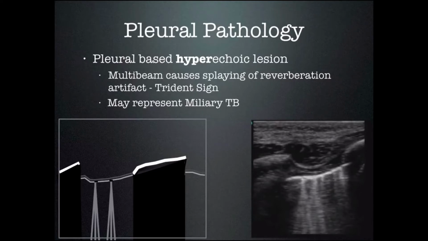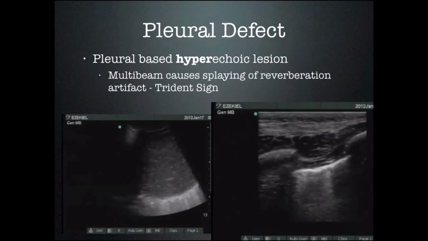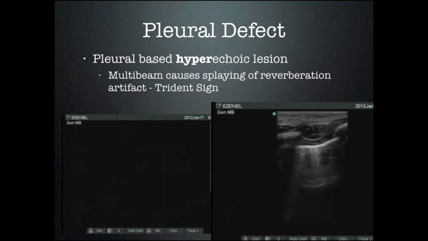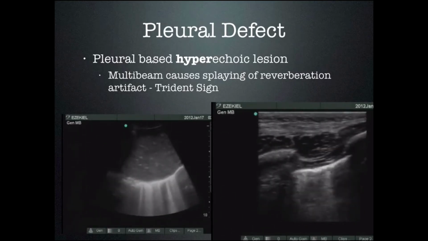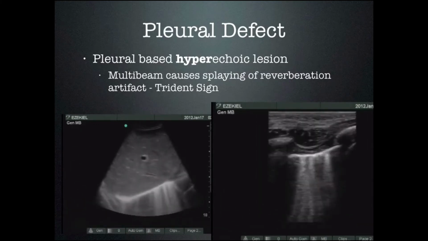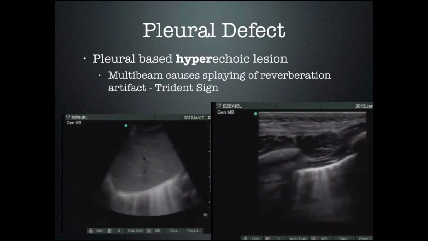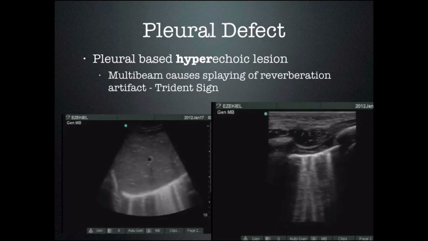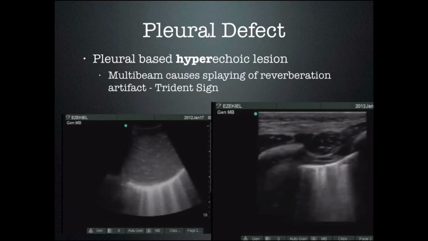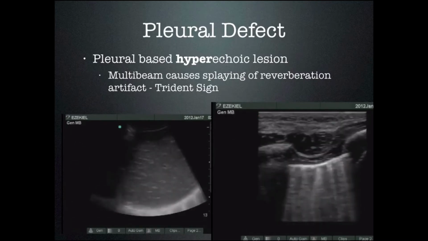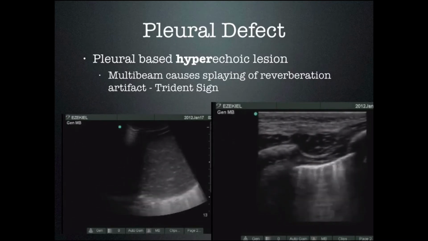We don't know exactly what this means, but we have seen this in association with miliary TB. So here's an example. You can see on the image on the right, the pleura is moving, and you can see as we increase the depth, these artifacts go all the way off the screen, very similar to lung rockets or B-lines. But these are not B-lines or lung rockets. They are at angles, and they are due to localized pleural problems. In this case, this is miliary TB.